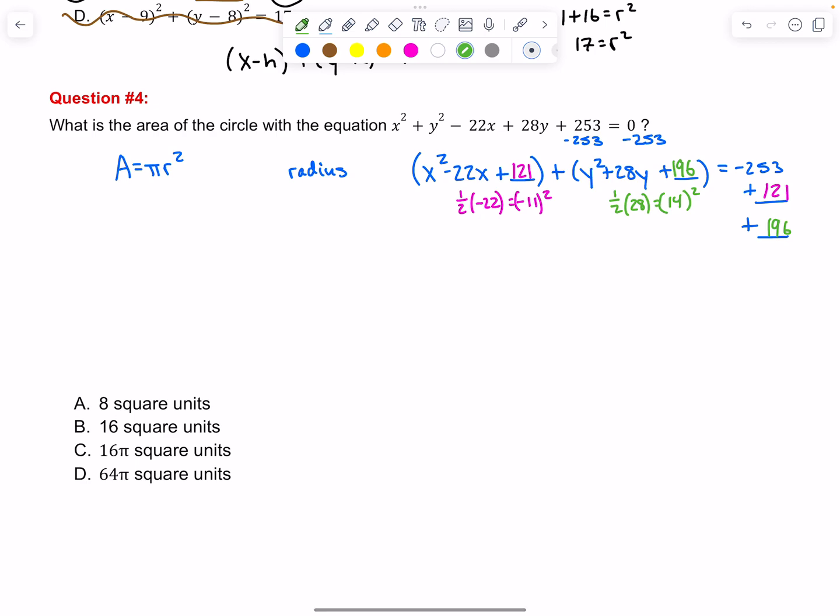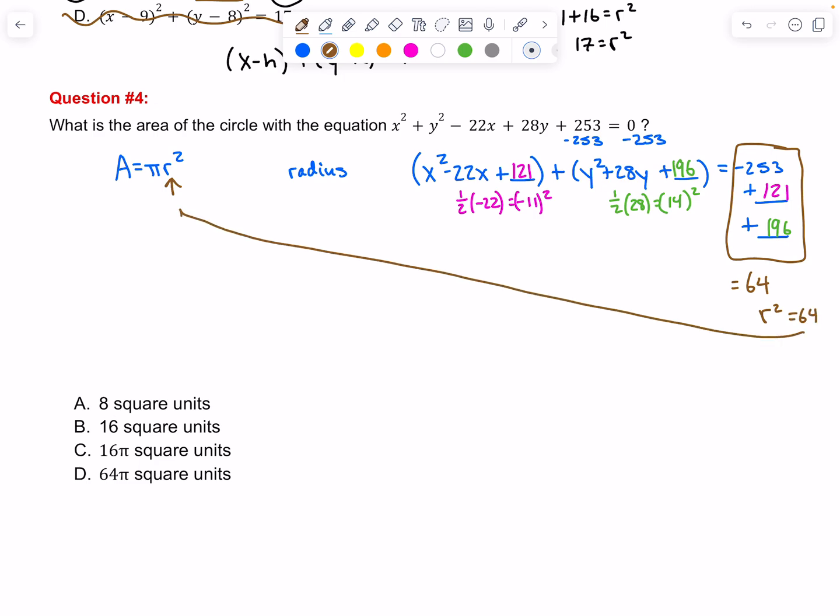So then all we need to know is the radius, because that is what is going to help us figure out our area. When we add all of that together, we get 64. And that's equal to r². We need to take the square root of that. Or actually, I take that back. You see how in your formula you have r²? So you can actually leave r² = 64 alone and just plug it in to figure out the area. So the area of the circle would be π times r², which is 64π, which goes with answer choice D. All right, so that is it for this standard.